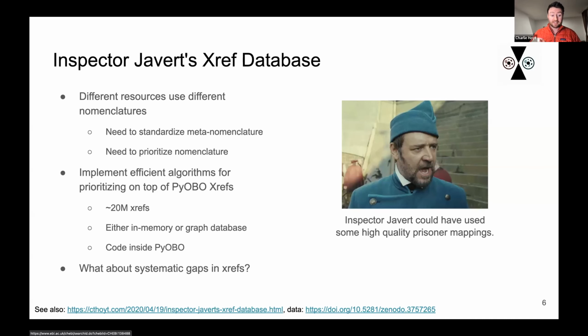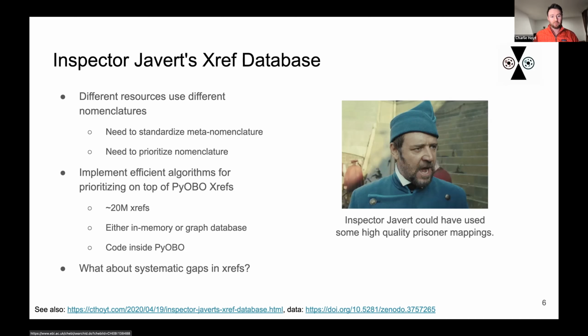You probably see at the bottom of the slides, I'm linking to blog posts I've written or code that goes with a lot of these things. So feel free to follow up after or ask questions later. So I mentioned this is called the Inspector Javert's XREF database because Inspector Javert was the character from one of my favorite plays, Les Misérables, and he had this problem where he was looking for the main character, Jean Valjean, except this guy's name kept changing. And so Javert kept following him from place to place where there was a different controlled vocabulary for all the people. And he didn't have mappings between his controlled vocabularies. So he could have used a cross-reference database.